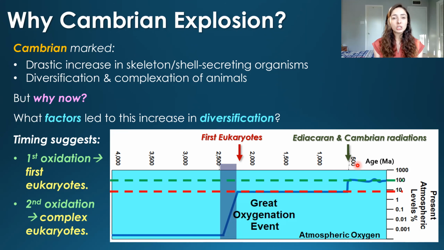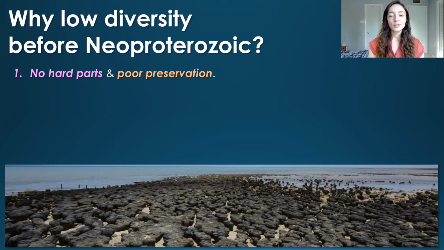But other than oxygen, why was there such low diversity before the Neoproterozoic and Cambrian times? And why was there high diversity during and after those times? So to answer the first question of why there was low diversity leading up to the Neoproterozoic for like a billion years, we can answer that in a few different ways. One, we can answer why there was apparent low diversity with a lack of hard parts, so poor preservation, and also a lack of rock record in really old rocks.